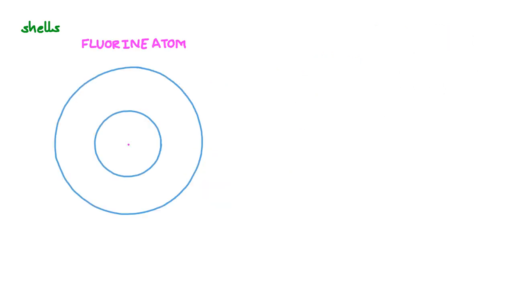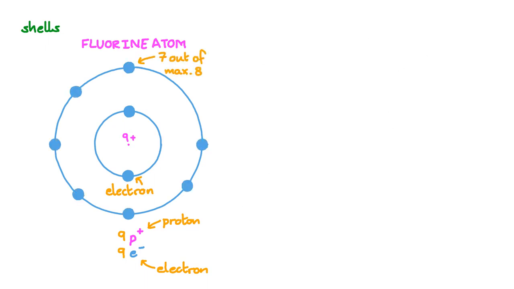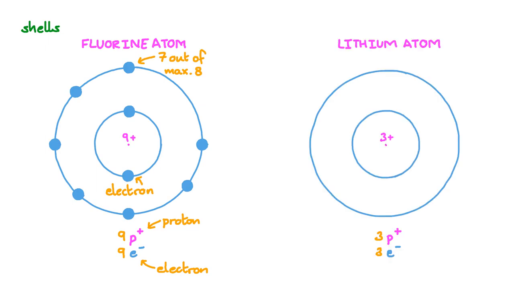Now, as an example, let's have a look at an atom of fluorine. Fluorine atoms have 9 protons, which means the nucleus of a fluorine atom has a charge of 9+. And since atoms must be neutral, we also have 9 electrons. We can add the first 2 electrons to the inner shell, using dots to represent the electrons. And the remaining 7 go into the second shell, filling 7 out of the available 8 spaces. A lithium atom, on the other hand, has only 3 protons and therefore 3 electrons. The first 2 electrons go in the first shell, and the last one sits in the second.